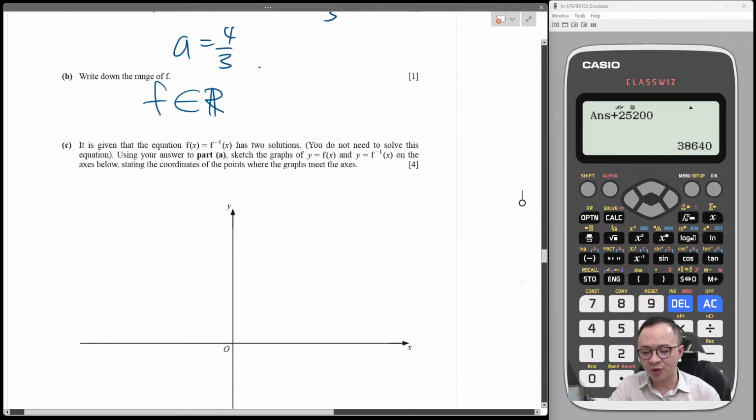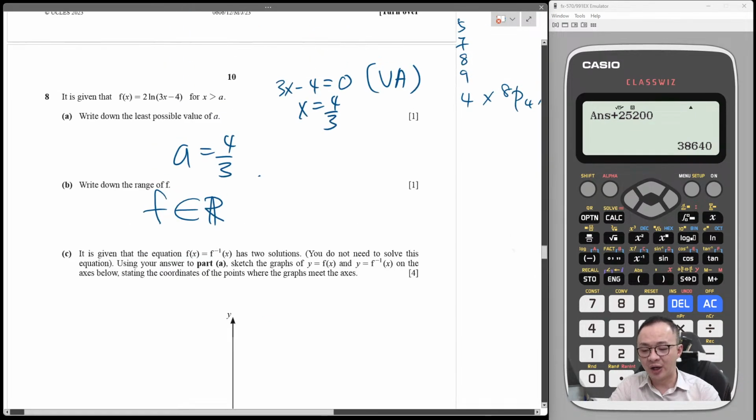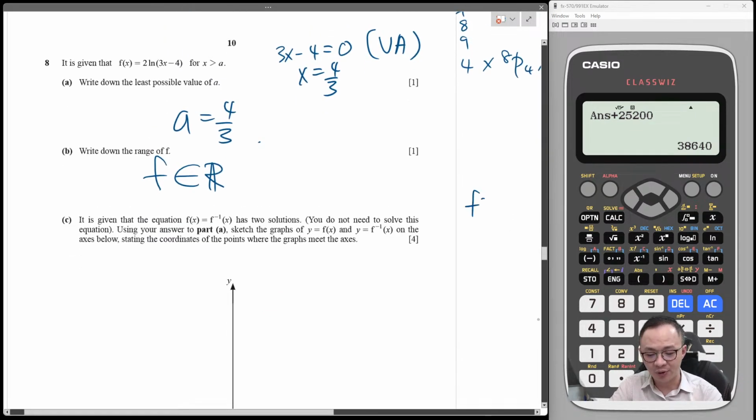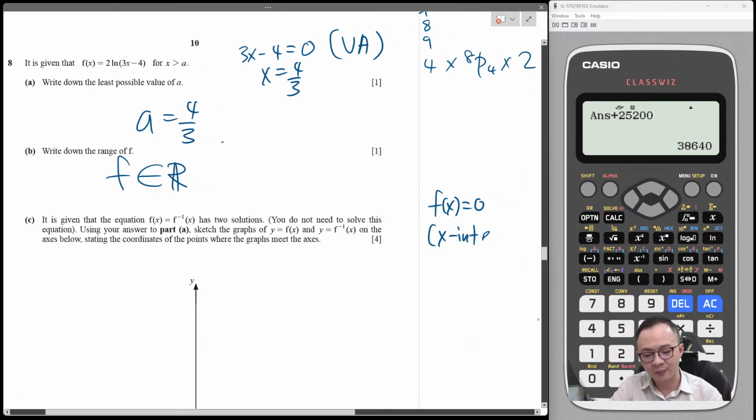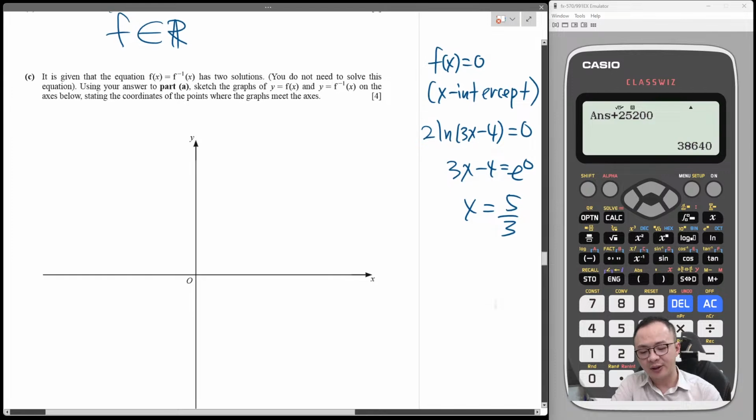Okay, then we want to draw this thing. So I know the log graph will look like this. But I want to find the x-intercept, which is when y equals 0, isn't it? So I will need to make f(x) equal to 0. So when f(x) equals 0, to find the x-intercept, 2 ln(3x minus 4) equals 0. So 3x minus 4 equals e to the power of 0. x equals 5 over 3. Okay, now I know my x-intercept already. So I just draw it. I will pass by 5 over 3.